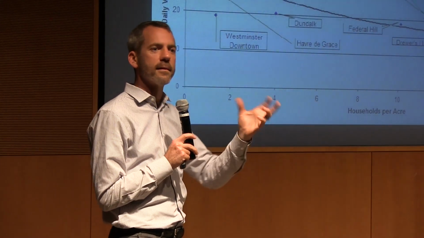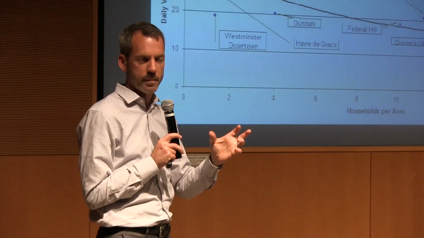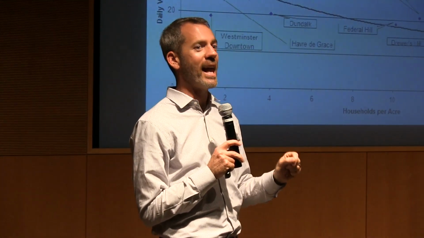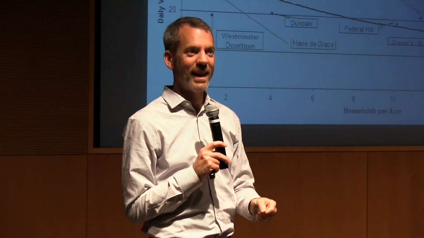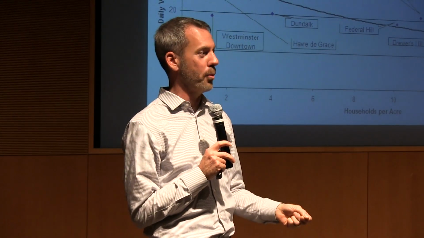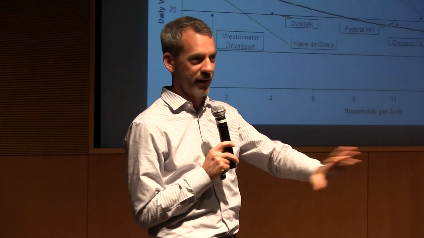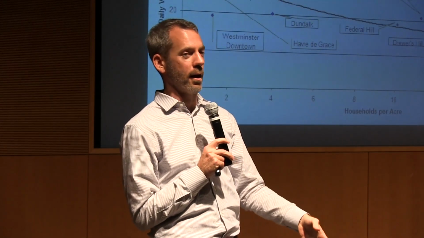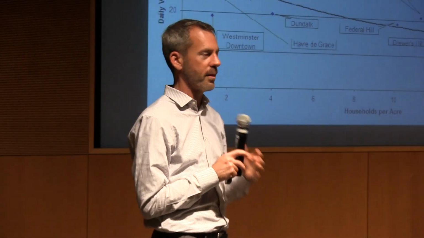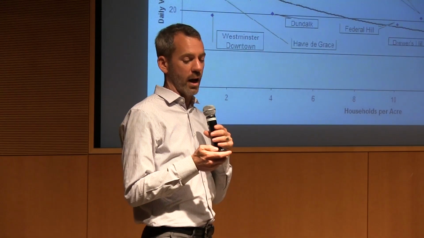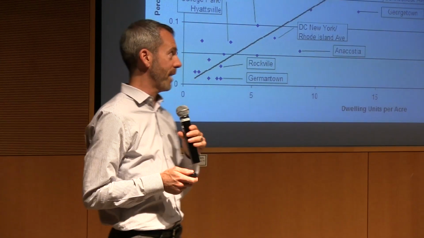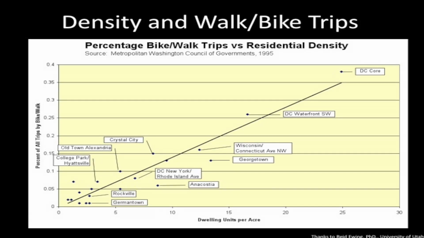So density is this interesting variable, but it is not an independent variable. If you put density in the wrong place, it doesn't create much benefit. You put density out in a place where there's no transit and nothing to walk to, it doesn't work very well, it just generates a lot of concentration of auto trips. Similarly, if you put density in a way that is ugly, it also doesn't work very well because people don't really like it and it can be very miserable.